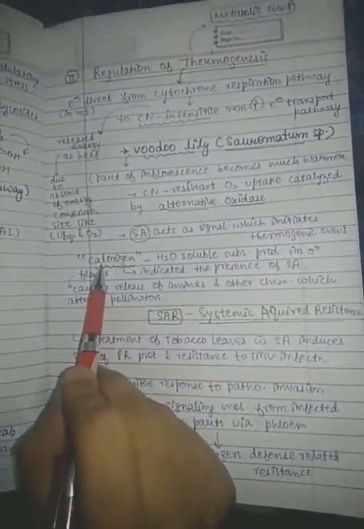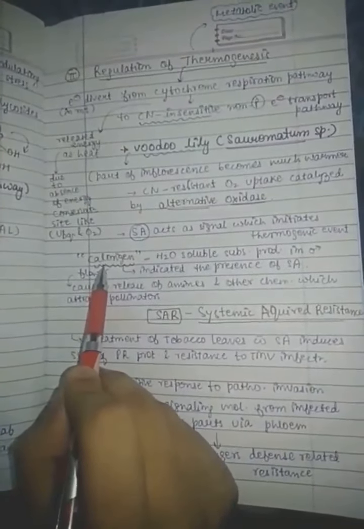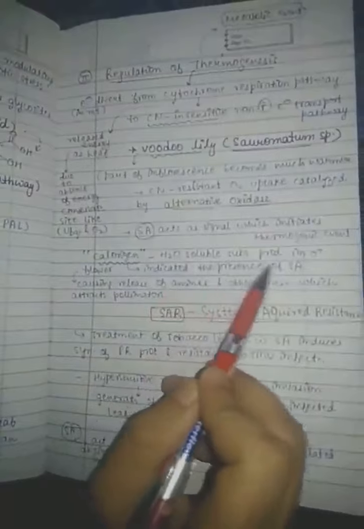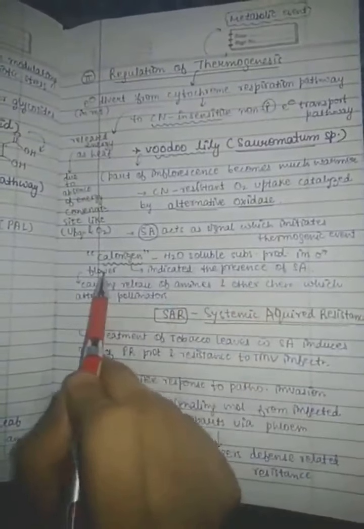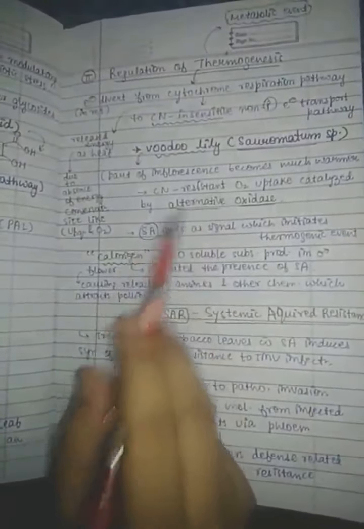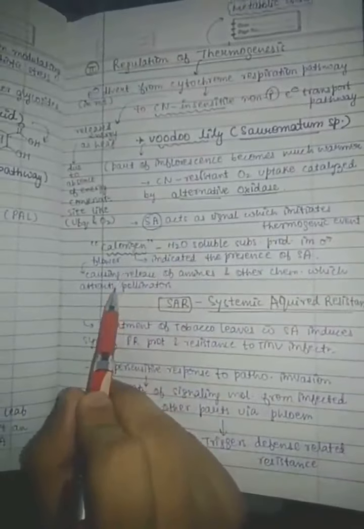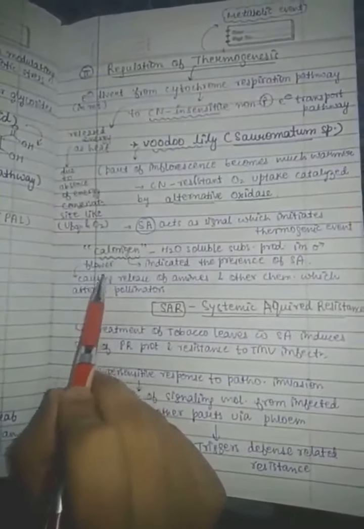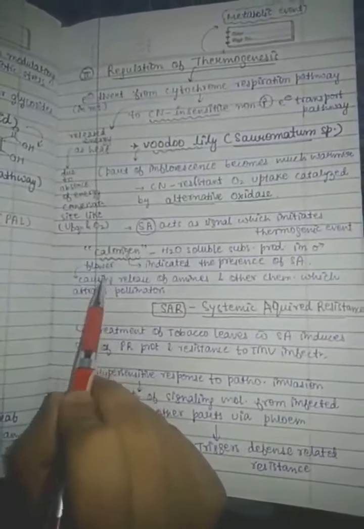There is one more compound that is known as calorigen. Calorigen also indicated the presence of salicylic acid. It is a water soluble substance produced in the male flower where the thermogenic event can be observed. So this calorigen causes release of amines and other chemicals which attract pollinators in the voodoo lily. So this is the whole concept of thermogenesis.